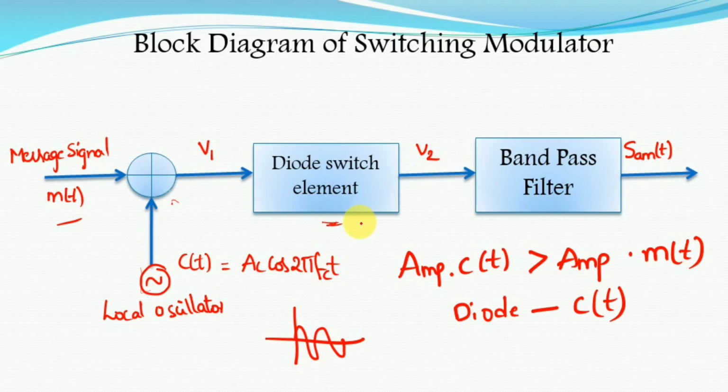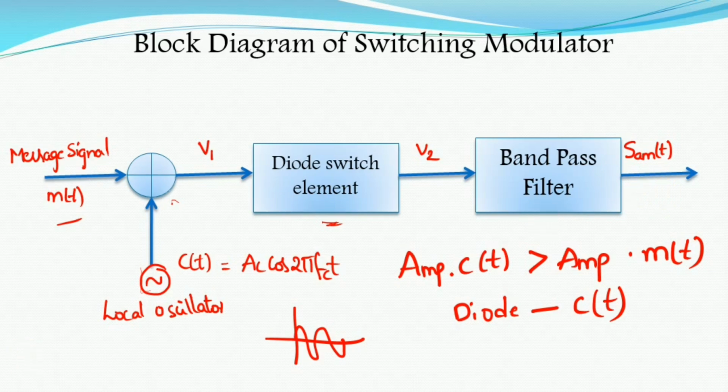If I represent it mathematically, you can easily understand. Now this V2 signal, the diode output, is passed through the band pass filter. What the filter does is filter out the signals that are outside the band pass frequencies. Thereafter the obtained output is an amplitude modulated signal. Now we have to mathematically prove that the signal generated here is an amplitude modulated signal.